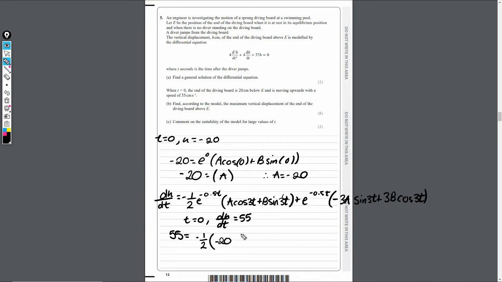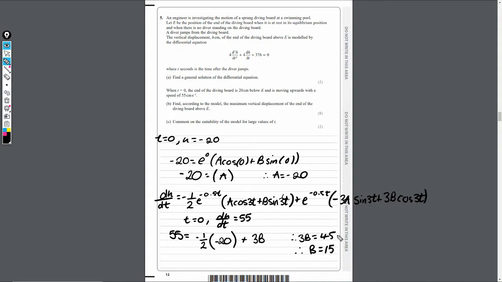And then I'm also going to get plus, so this again will be 1, this sine 3t will cancel, I'm going to get 3 lots of b cos 3t. So that's going to be 3b over here, because cos 3t is just 1, so I get plus 3b. Simplifying this, I'm going to get 55 is equal to 10 plus 3b, so therefore 3b is going to be equal to 45, so therefore b is going to be equal to 15, right? 45 divided by 3, we get 15.